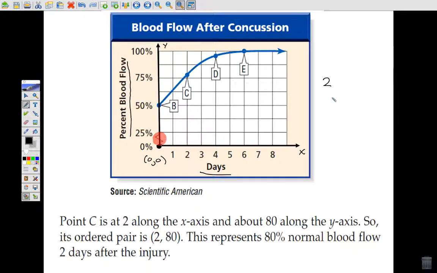That means that x value, because remember in every coordinate we have an x and a y, so the x is 2 and the y is 80. That coordinate, or that ordered pair, means that after 2 days, 80% of the blood flow is back, okay? In a second, we'll talk about independent versus dependent variables. Usually the independent variables fall along the x-axis, the dependent variables fall along the y-axis, okay?